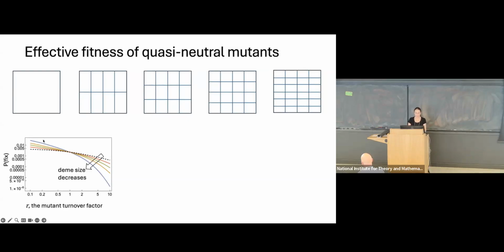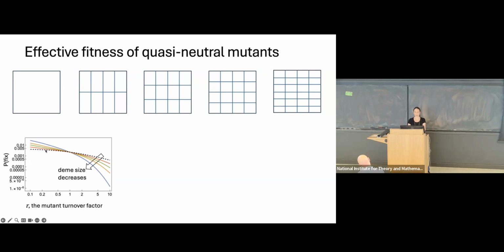Let's take a look at what it gives us. So we have one island of a certain population size. We can split it into different numbers of sub-islands with migrations. Depending on how much you split, things happen. So, probability of fixation.